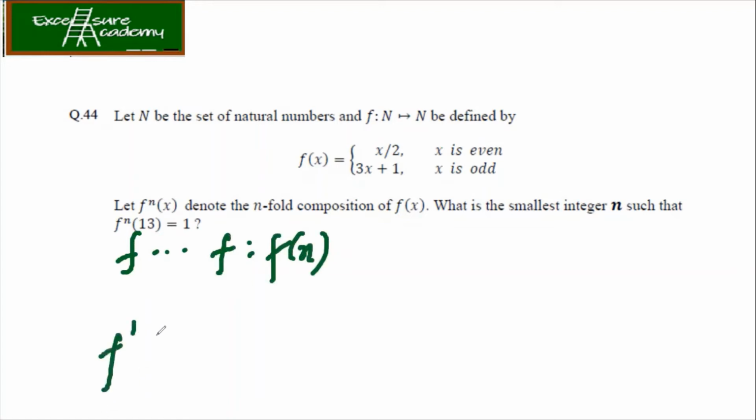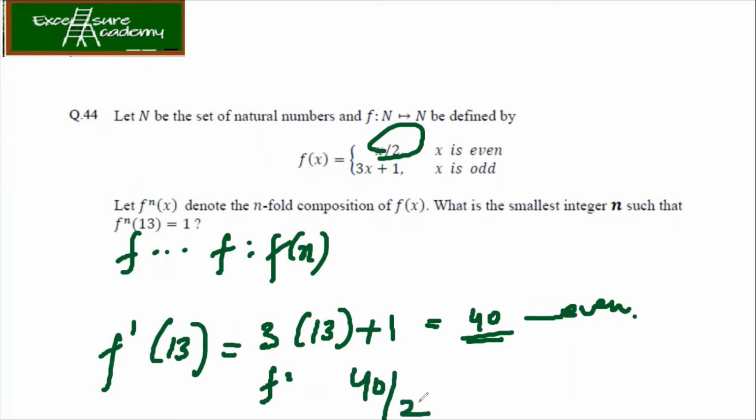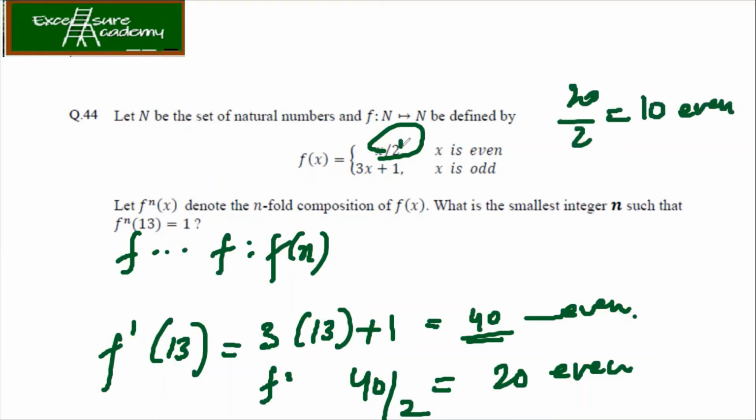Suppose we are doing f as the first one, then it is 3 times 13 plus 1. How much are you going to get over here? 39 plus 1, 40. It is an even number, right? So now we are going to apply this one. Your f2 will be 40 by 2. What are you getting? 20. Again, it's an even number, right? Then 20 by 2, what am I going to get? 10. Again an even number. So 10 by 2, I'm getting 5.